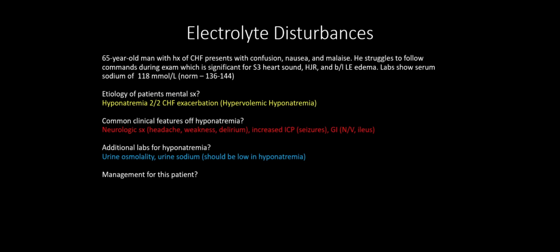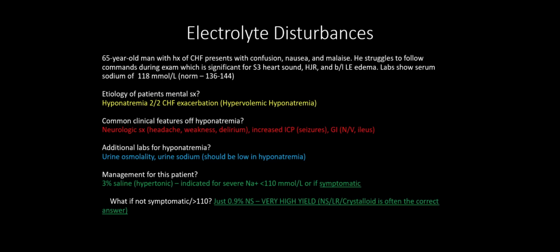Yeah, like Mike said, there's a lot of things you could do. But specifically, the board answer here: if you have severe hyponatremia, like less than 110, which is really low, I've never seen it that low before, or if they're symptomatic from their hyponatremia and it's getting near 110, like this patient at 118, you could make an argument for hypertonic saline. But for the large majority, if they're not symptomatic or their sodium is greater than 110, just normal saline is very high yield.